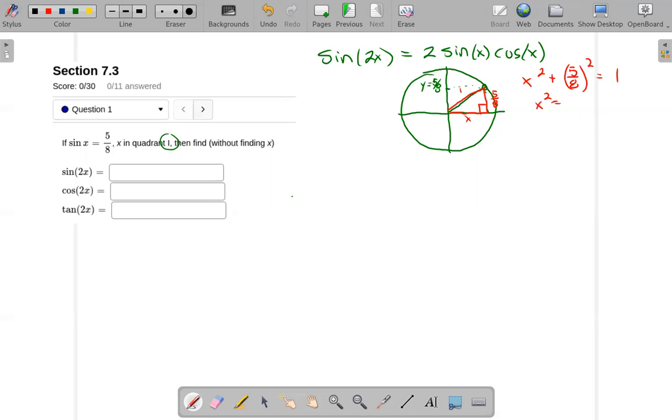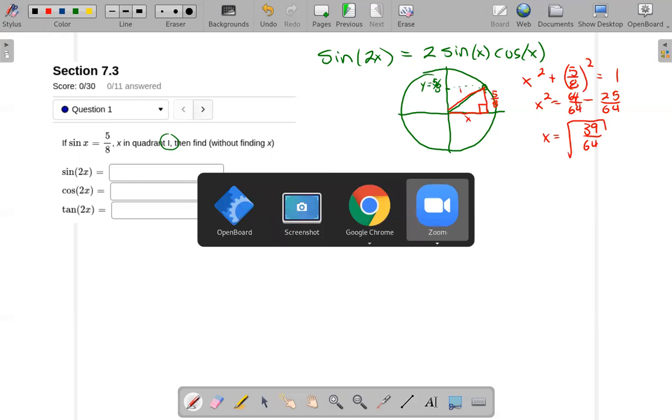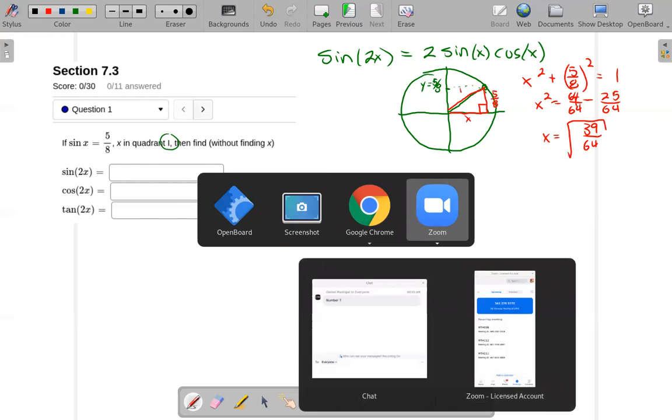So x squared is 1 minus, what would that be, 25/64. 1 would be 64/64. And 64 minus 25 would be what, 39? Double check that on my calculator. So I think x is going to be, since we're in quadrant 1, the positive square root of 39/64. And let's see, I don't think I need my calculator. I think I'm doing all right there.